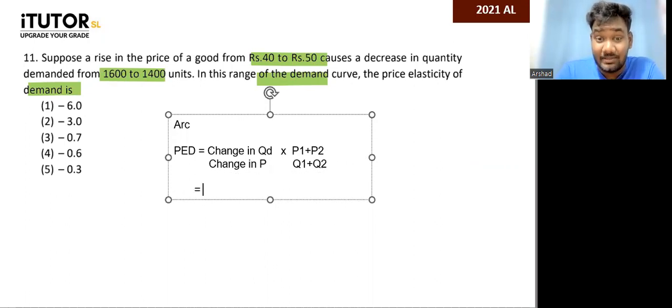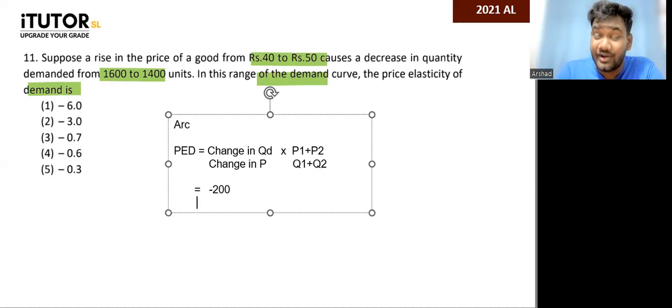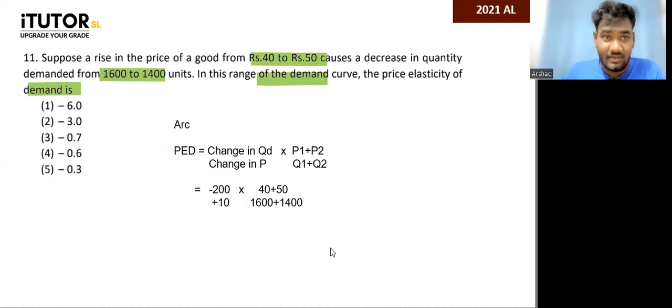They are saying when the price went from 40 to 50, QD went from 1,600 to 1,400. So change in QD is minus 200. Price went from 40 to 50, so change in price is plus 10. So multiplied by P1 and P2, 40 plus 50, over Q1 plus Q2, which is 1600 plus 1400. I'm not going to do the calculation for you. Can you give me an answer, guys? How much do we get? Minus 0.5. Okay, so then our answer there will be minus 0.5.